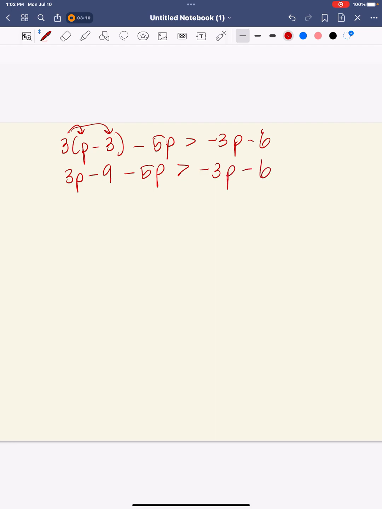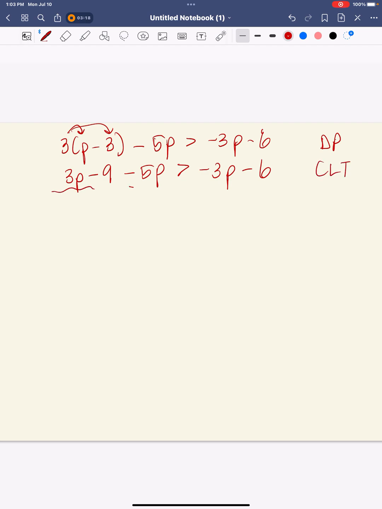Okay, so if we look at this one, we got 3 times p minus 3, greater than. Okay, so again, we're going to do distributive property over here on the left. So 3p minus 9, drop down the minus 5p, drop down negative 3p minus 6. Okay, so we took care of the distributive property, where we multiply through the parentheses. Now we're going to do combine like terms.